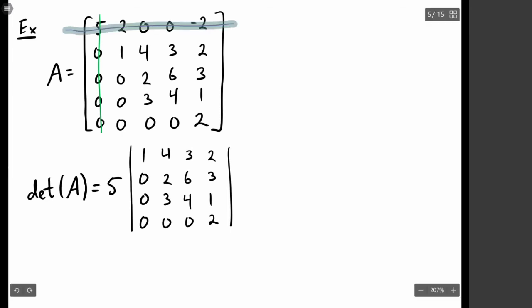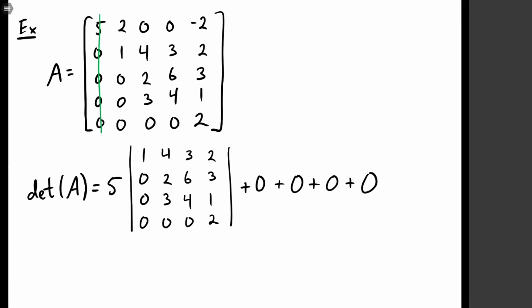So once we're done with that, all the other entries are 0. So we don't even have to bother attempting to compute those determinants, because since all of these are 0, it's just going to be 0, 0, 0, and 0. This is the benefit of being able to use any column or row. We pick the one that has the most zeros in it, and then things go away.